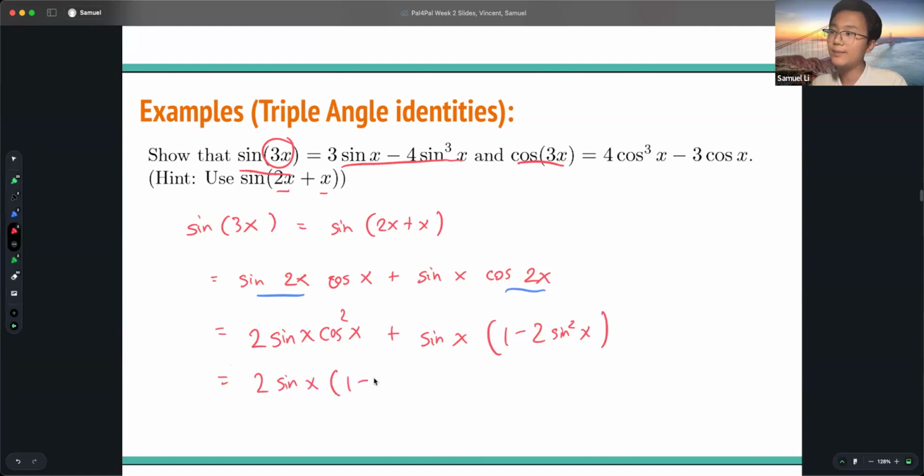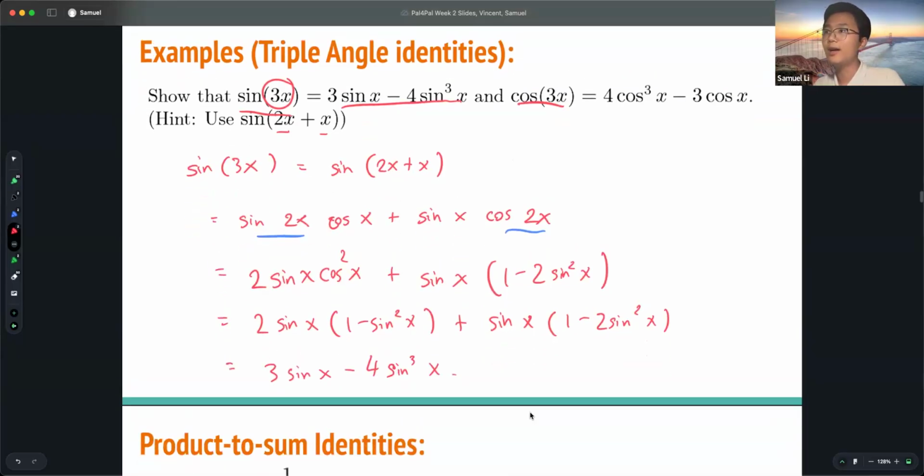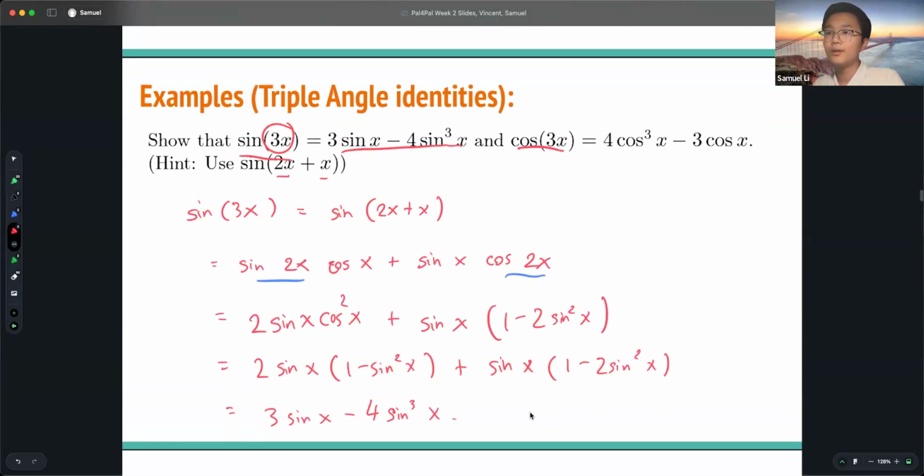And then we just get something like this. We could simplify this right here, combine like terms. That isn't too hard. And yeah, there we have it. The cosine case is really similar. I don't have space, so let me see if I can. Wait, yeah, it's really similar, so I'll just skip it.